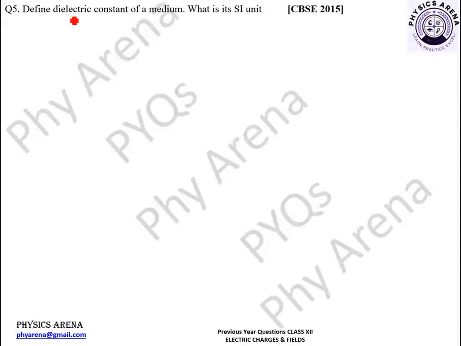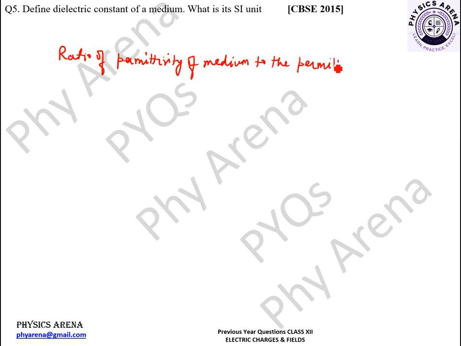Question 5. Define dielectric constant of a medium. What is its SI unit? And it has been asked in 2015 in the CBSE board exam. So dielectric constant is the ratio of permittivity of medium to the permittivity of vacuum.